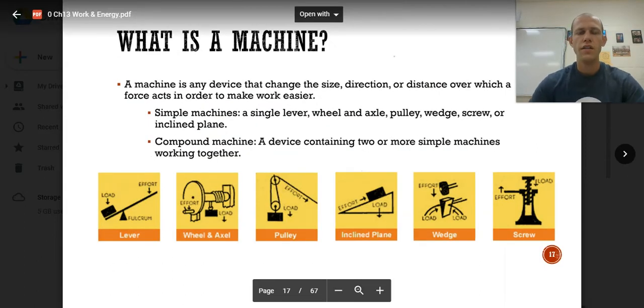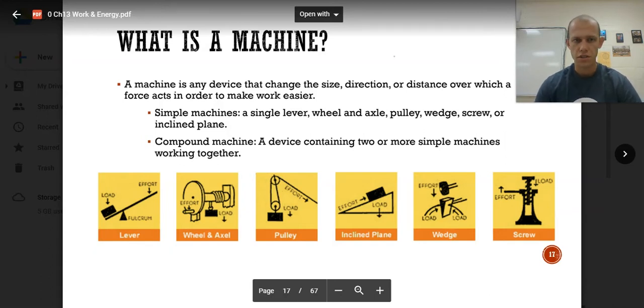All right, now on to machines. So what is a machine? A machine is any device that changes the size, direction, or distance over which a force acts in order to make work easier. The simple machines that we will be dealing with are a single lever, wheel and axle, pulley, wedges, a screw, or an inclined plane.